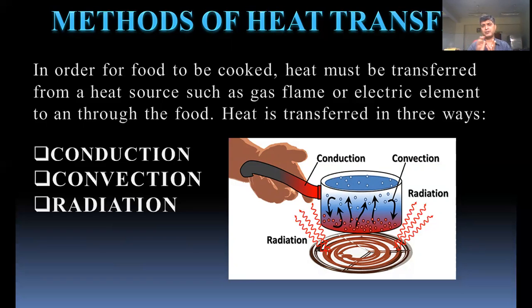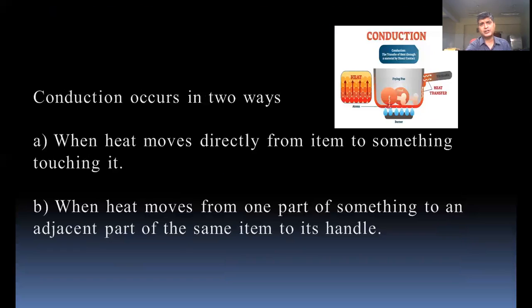I hope you are getting a clear idea of the difference between conduction, convection and radiation. We'll discuss it more on the next slide. First we will move on to the first topic, that is conduction. Now conduction occurs in two ways. When heat moves directly from an item to something which is touching it, that is the first way.